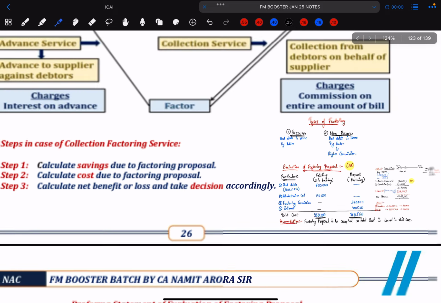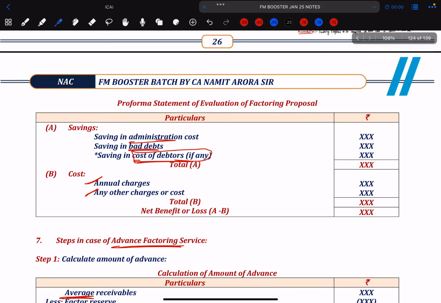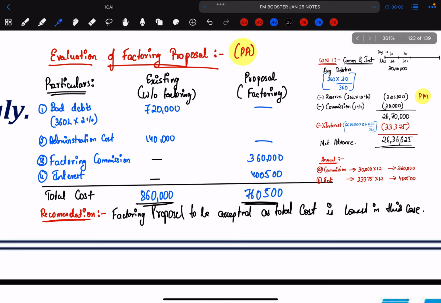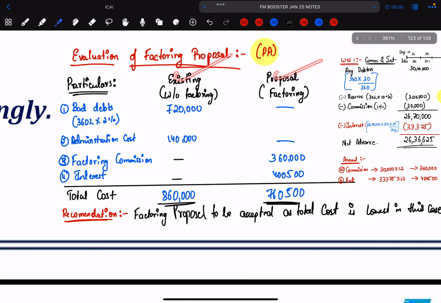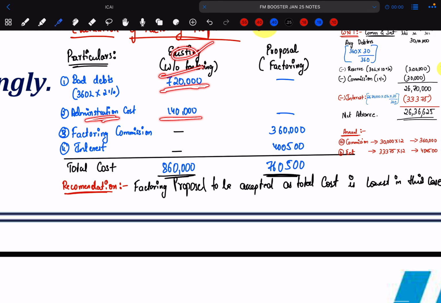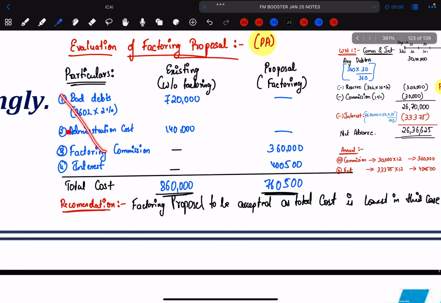Evaluation of factoring proposal. Oh, we have studied this, but I'll teach you in my way. So simple: existing, without factoring, and factoring. When it comes to without factoring, now what? Just remember, first thing, bad debts. In existing, without factoring, bad debts loss will be there, administration cost will be there. Only these two. But when it comes to factoring, these two won't be there because he will bear them, right? So he will bear it.